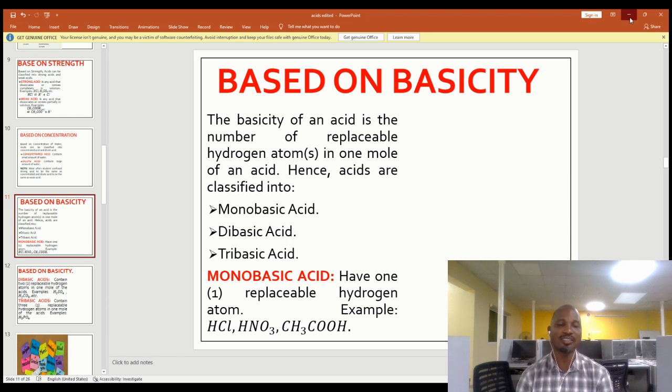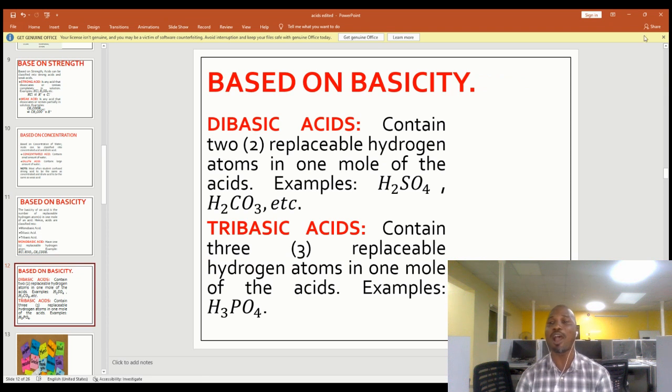Now, what about dibasic acid? Dibasic acid has 2 replaceable hydrogen atoms in 1 mole. Example of dibasic acid is H2SO4, that is tetraoxosulfate 6 acid. Then we have carbonic acid. It's not a very common acid, which is H2CO3. And just to mention, if you look at other authorities, you will be able to get more examples.